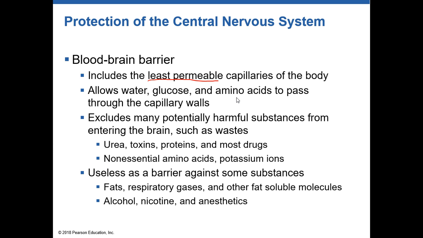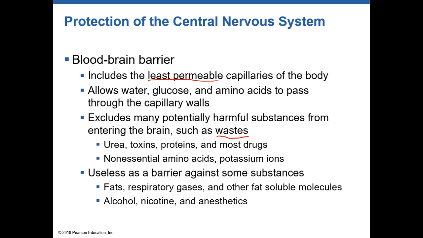But it tries to keep out anything that can be potentially harmful, such as any waste that your body produces, urea, which is basically your urine, toxins, proteins can have a negative effect, and most drugs, they try to not have it affect your brain. Non-essential amino acids are also blocked out, and potassium ions as well. However, there are some things that they are useless against. Things can still pass through and affect our body, and this can actually have negative effects overall on us. Fats can still get through.